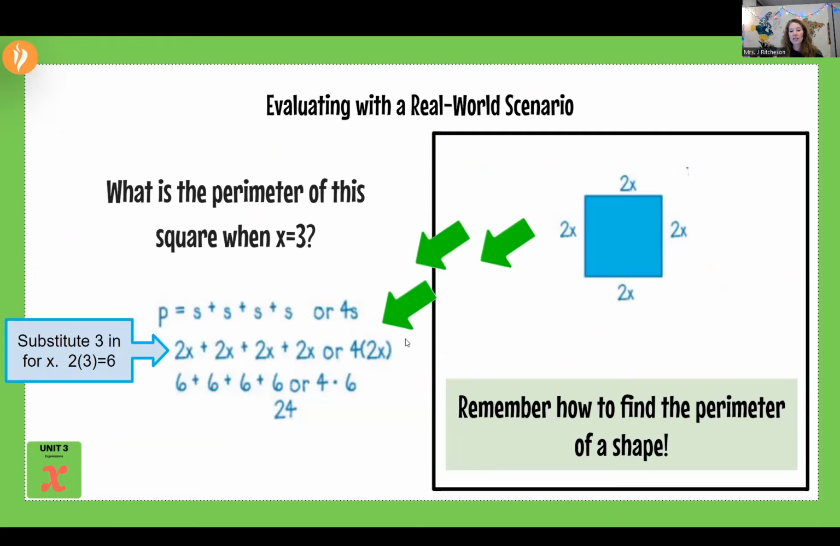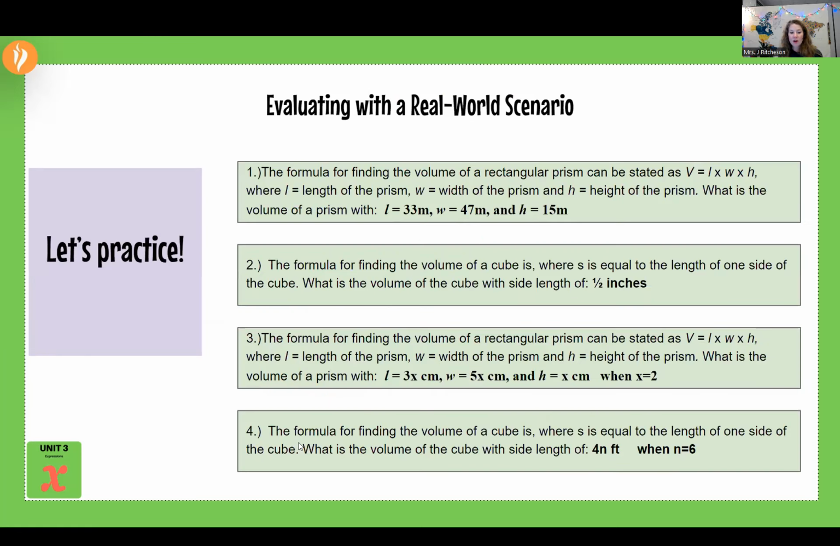All right, and then here's one with perimeter. We had this in our other video, but this time after we combine like terms and get 8x, now they're telling us to substitute 3 for x. So basically, we got 8x, so 8 times 3 is 24. Okie dokie.